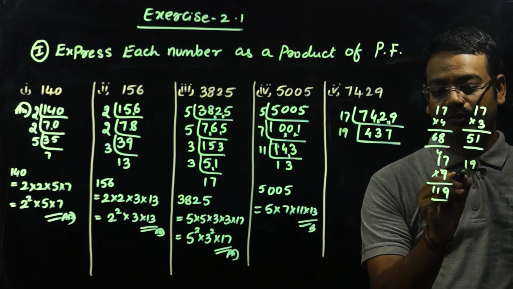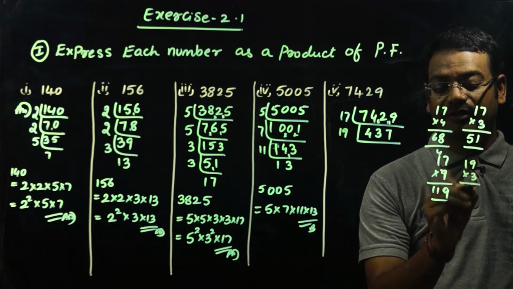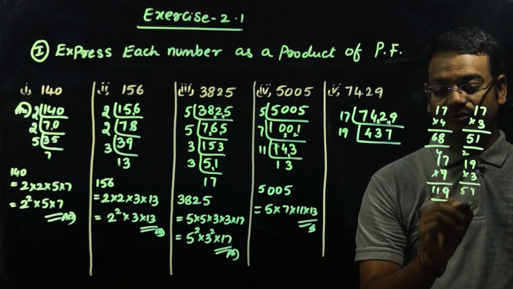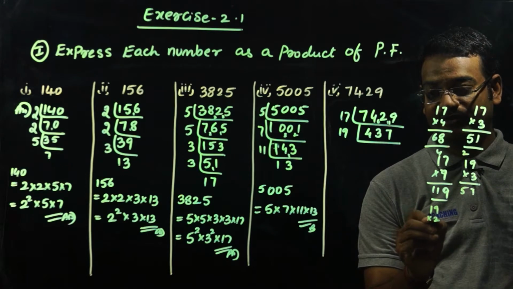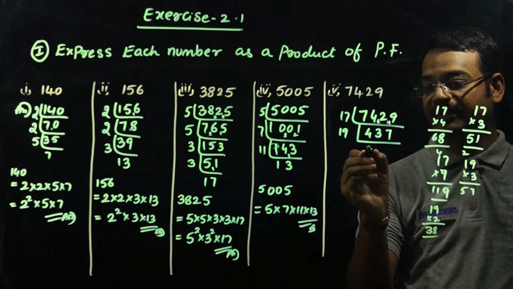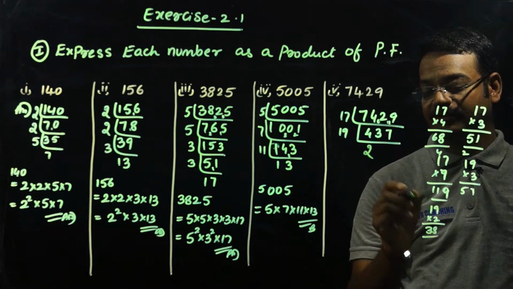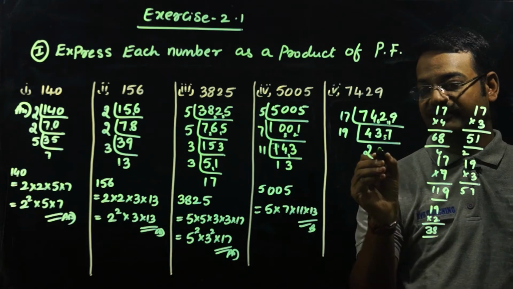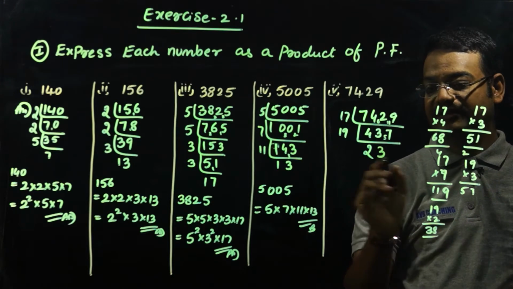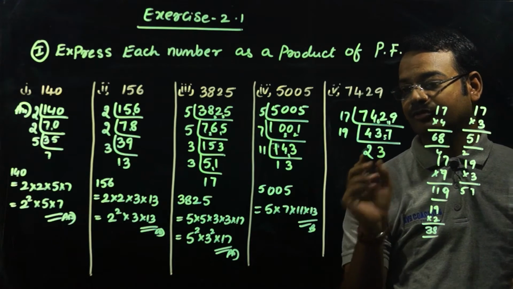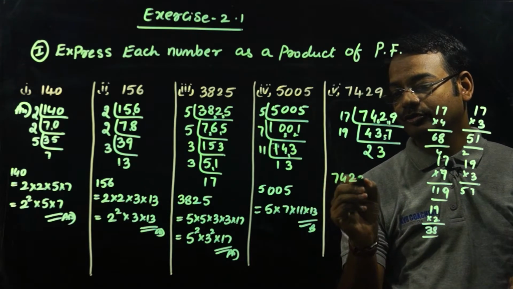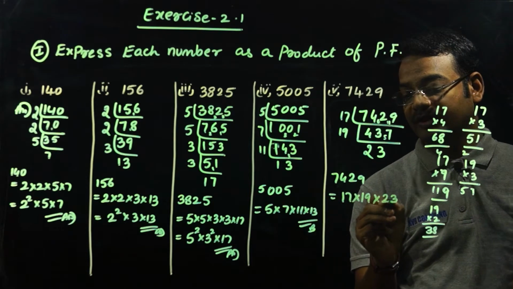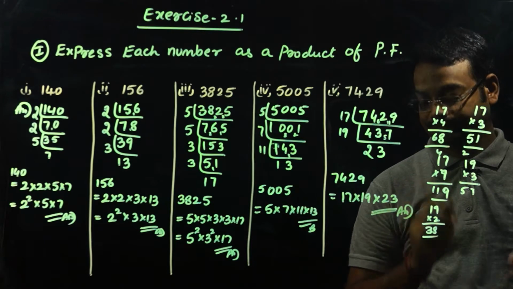Now again this 437 can be divided by 19. 19 into 2 is 38. 19 twos are 38. 2 plus 3, 5, 57. 19 threes are 57. So 23 is a prime number. We will stop the division here. So 7429 can be written as 17 into 19 into 23.